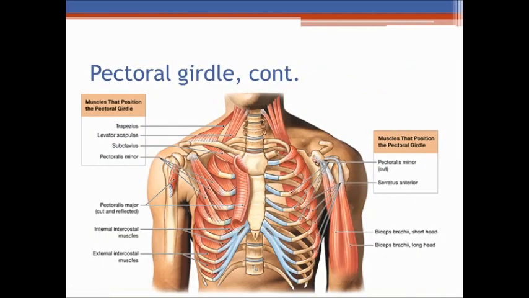On the anterior view, you can see that trapezius still coming up into the skull, levator still going up into the cervical spine, pectoralis minor, one of your chest muscles, and then we can see biceps brachii in the anterior side of the arm here, and it also breaks up into two heads.